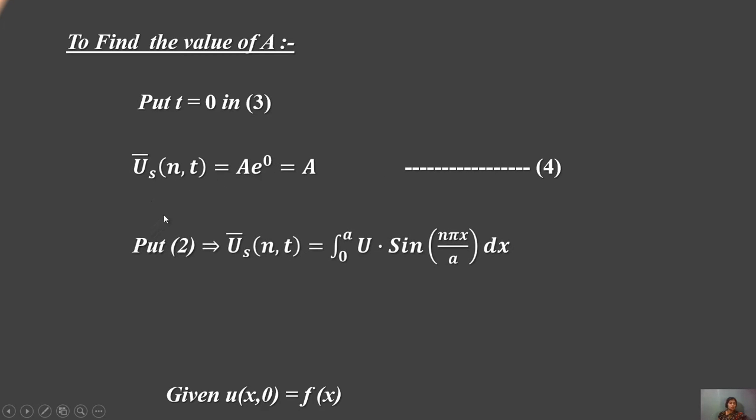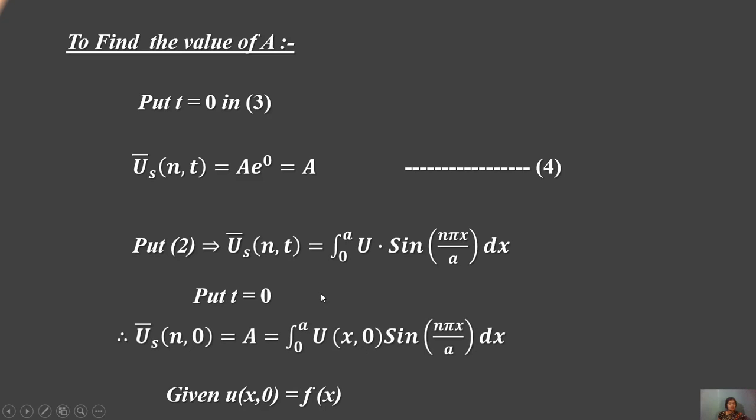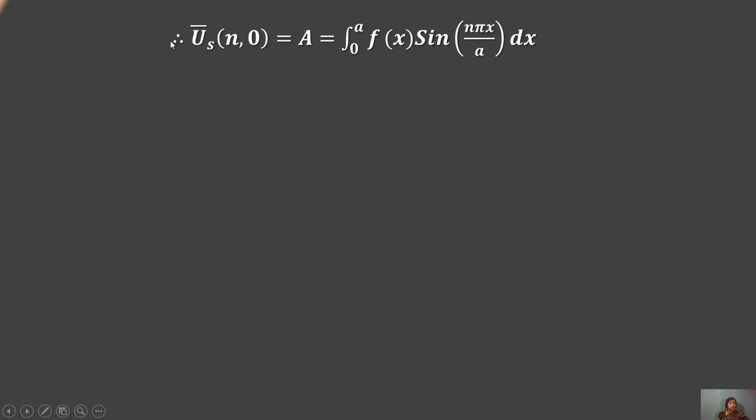Okay, this is equation 2: us nt equals integration 0 to a of u sin n pi x upon a dx. Then put t equals 0, the same condition: us n 0 equals a, and the 0 value is generated, integration 0 to a of u x 0 sin n pi x upon a dx. Given this condition, us n 0 equals a equals integration 0 to a of f of x sin n pi x upon a dx.